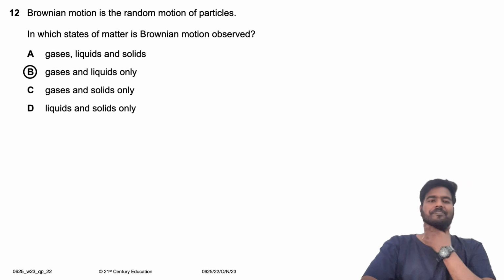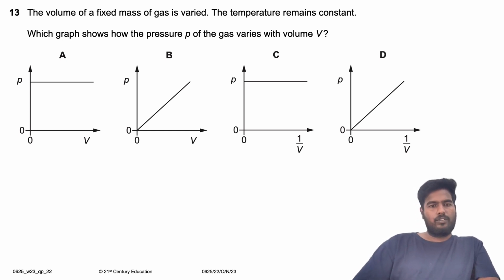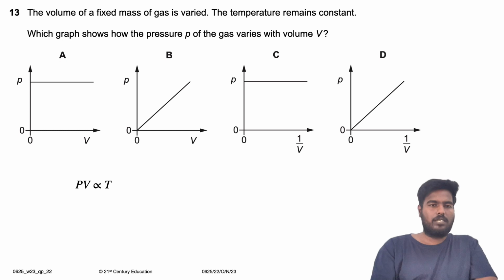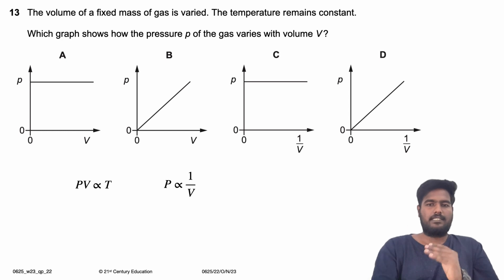Yes. Let's move to the next question. The volume of a fixed mass of gas is varied. The temperature remains constant. Which graph shows how the pressure P of the gas varies with volume V? Do we know any relationship between PV and the temperature? Yes, we know that PV is proportional to T, temperature. For a constant temperature, this V goes to that side as inverse. So P is proportional to 1 by V. So the graph between P and 1 by V should be a straight line diagonally. Option D is the right answer.